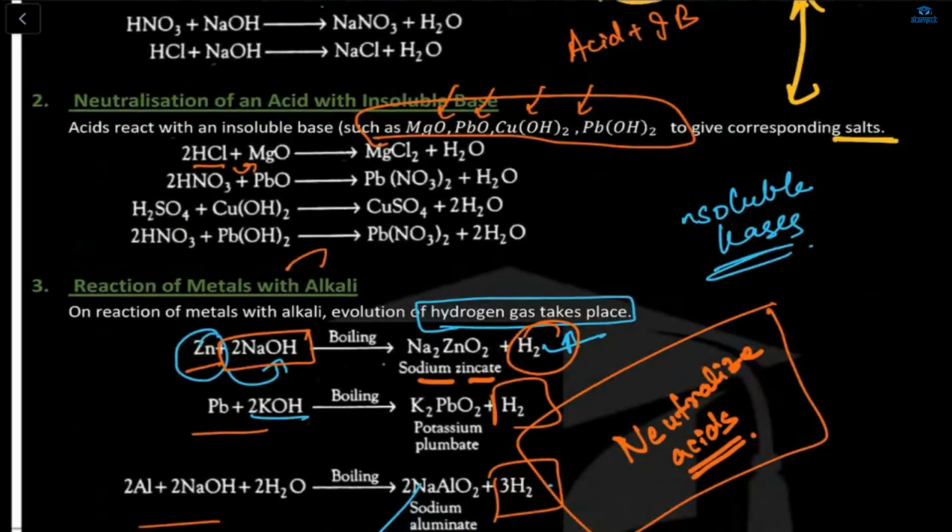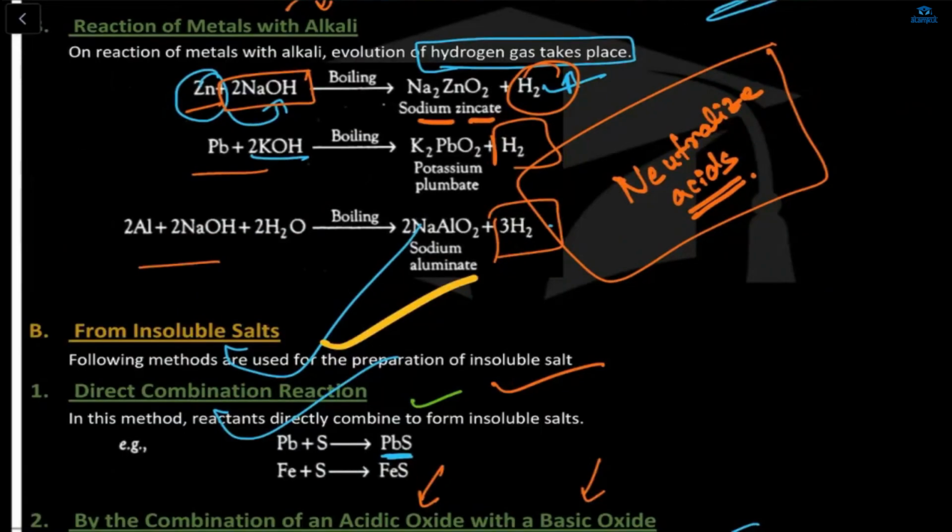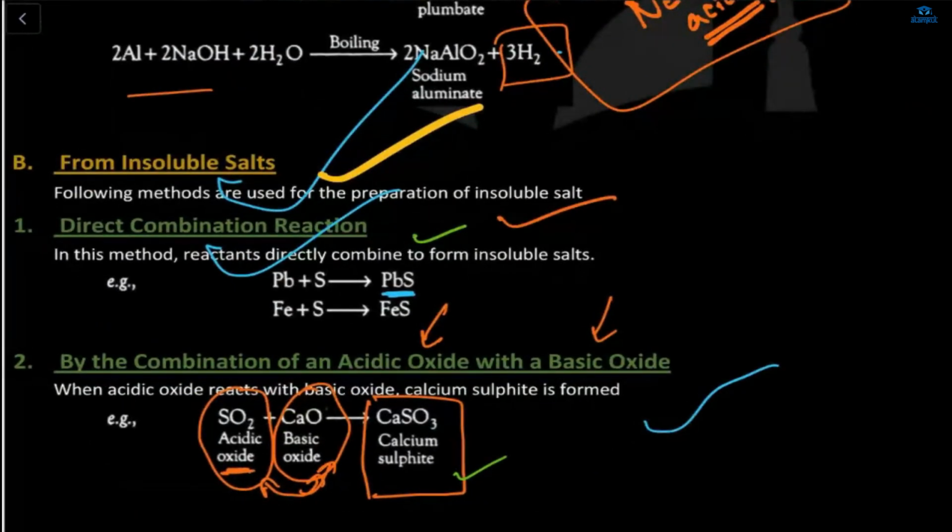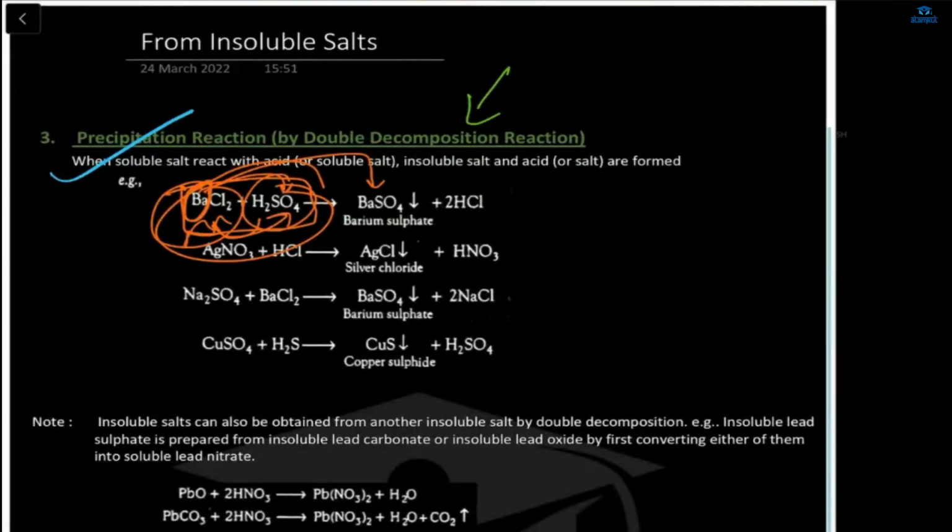Reaction of metals with alkali, and now from insoluble salts, the first is the combination reaction. We all know what a combination reaction is, by the combination of an acidic oxide with a basic oxide. So when an acidic oxide and a basic oxide mix together, what will happen? Calcium sulfite will form. And the last process from insoluble salts is the precipitation reaction.